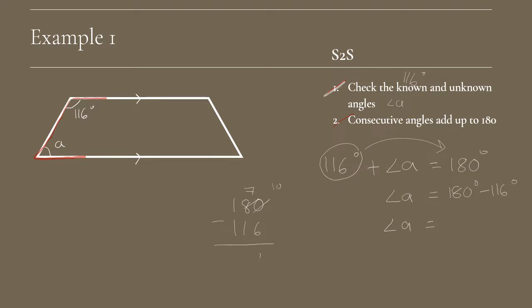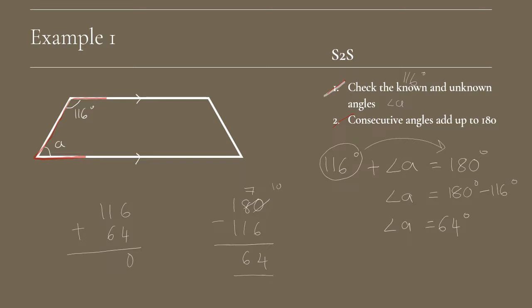So 10 minus 6 is 4, 7 minus 1 is 6, 1 minus 1 is 0. So angle A is 64 degrees. How can you be sure that you are correct? You just add up both of the angles and see if they make up to 180 degrees.